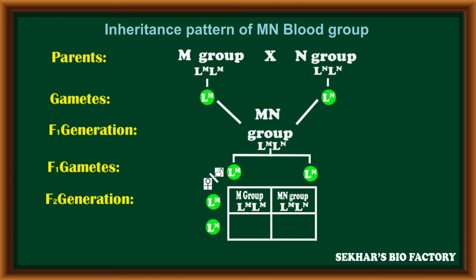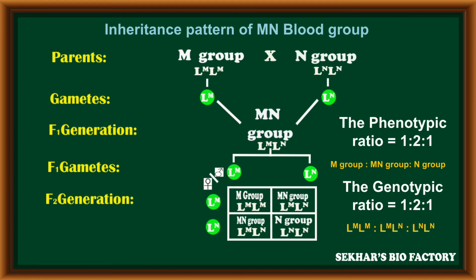The second individual shows MN group because of heterozygous condition with capital LM and LN. The third combination also becomes MN group because of heterozygous condition, capital LM LN. The last individual shows N group because of homozygous condition, capital LN LN. In this way, the three types of blood groups are expressed in the F2 progeny.